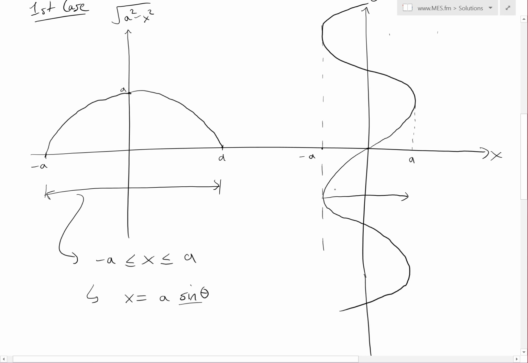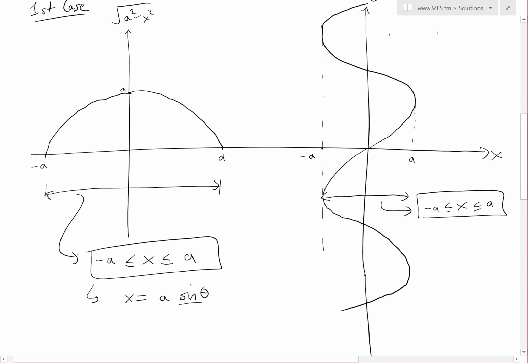So because right here, we still get x less than or equal to a, and greater than or equal to negative a. So we still get this, and this is the exact same thing. So that's why we can apply this trig substitution.